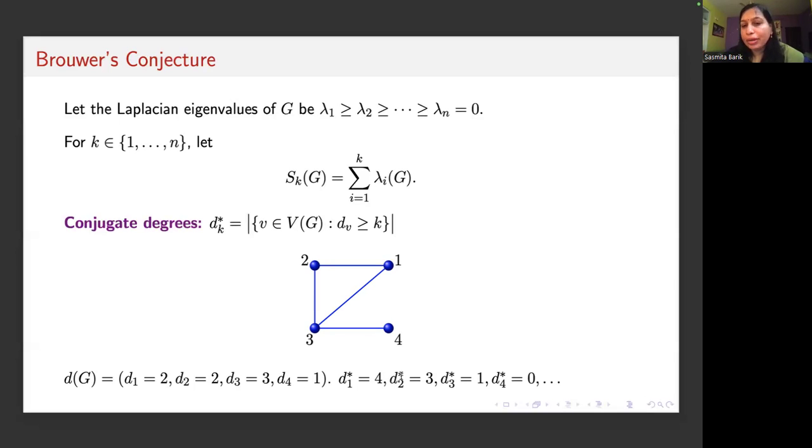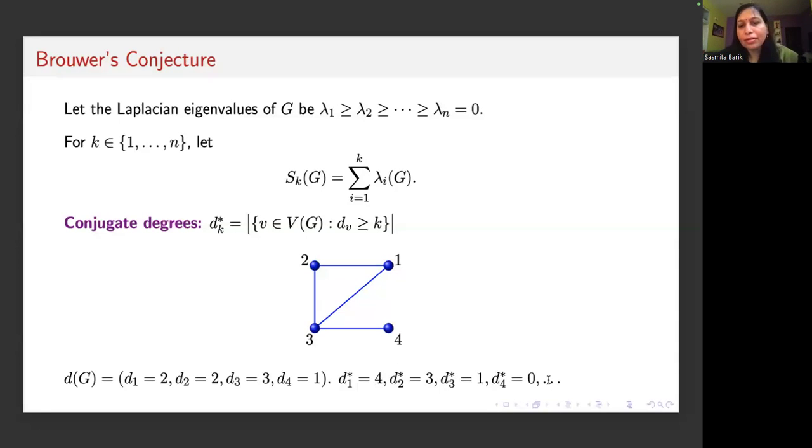d2 star is how many degrees are greater than or equal to 2. So that will give me 3. And d3 star is how many degrees greater than or equal to 3. That is 1. And d4 star will come as 0 because there is no degree greater than or equal to 4. Similarly, other values will come as 0. So it goes up to finite terms, and after that it becomes 0.